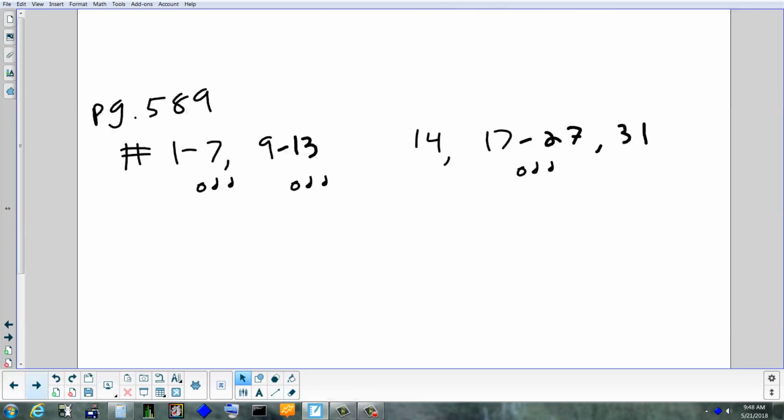Okay, so homework, it's all odds except for 14. So 1 through 7, 9 through 13. 14 is the only even. 17 to 27, and 31. And all odds except for 14.